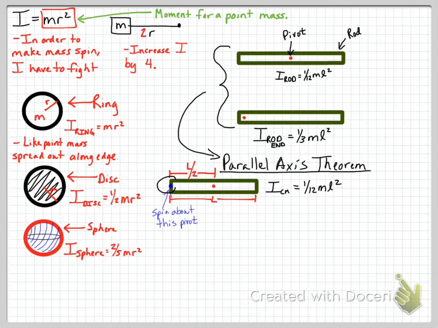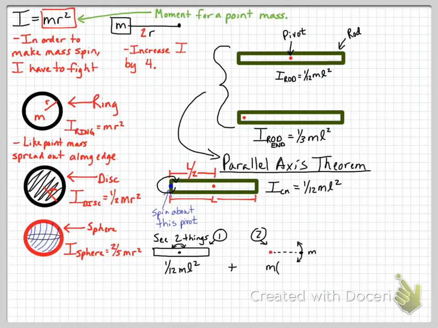The parallel axis theorem will teach us two things when we try to spin the rod about this point on the end. The first thing we're going to see is that this rod rotates about its center of mass, which is going to be 1/12 ml squared. The second thing we're going to see is it rotating about that point on the end, much like a point mass.